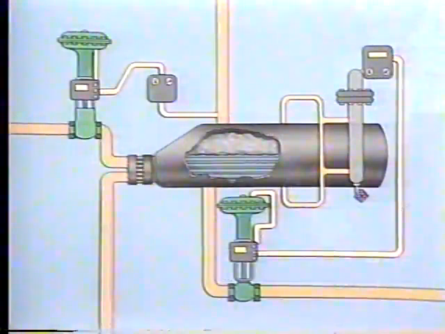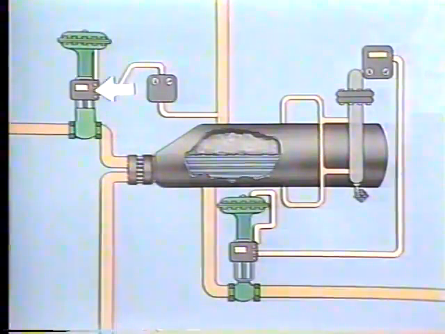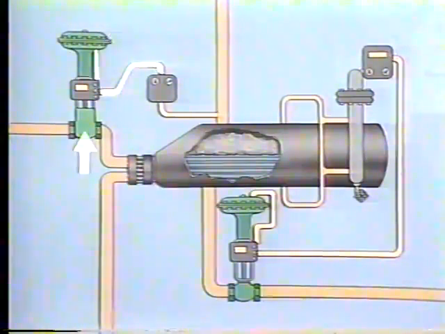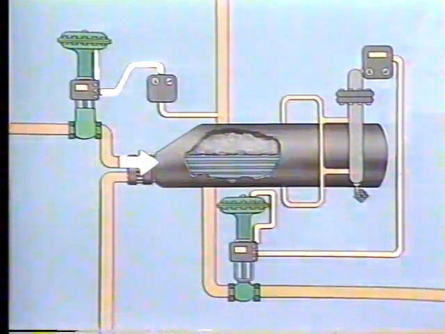The final control element acts to manipulate steam flow. The positioner and actuator respond to the signal from the controller and position the valve plug to regulate the steam flow through the tubes.